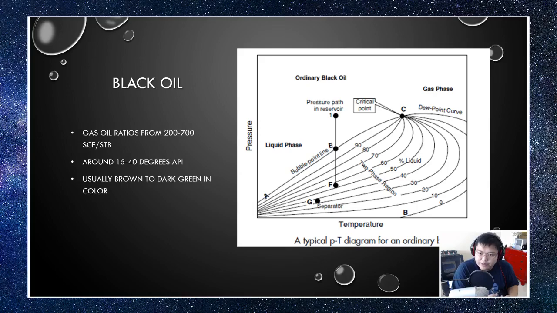I know it's aptly labeled by the person who made it, but you see from A to C, you have the bubble point line, which leads to the liquid phase, and you have the dew point curve, which leads into the gas phase. The critical point is sort of that one point which is pretty much the max pressure and temperature you can have.